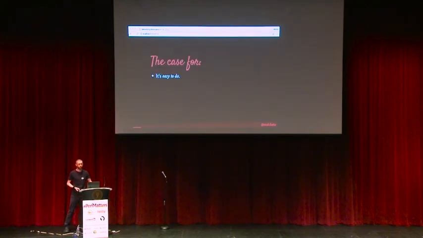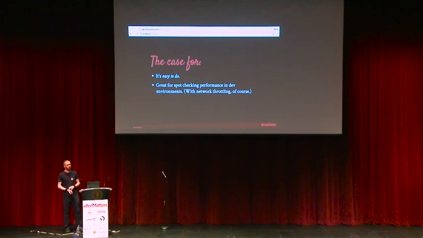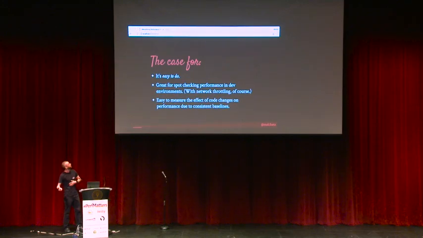The case for it is that it's really easy to do. You can spin up Lighthouse, run it a few times, get some basic data and find out what's going on with your application. It's great for spot checking performance in dev environments with network throttling, of course, because localhost has very little latency. Maybe you're on a corporate network, but that's still not really much latency. So of course you should be network throttling if you are doing any kind of synthetic testing on your local machine. It's easy to measure the effect of code changes on performance due to consistent baselines.